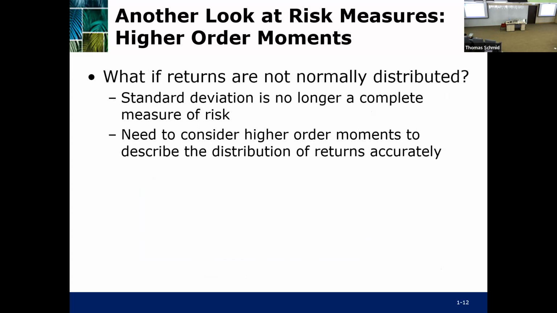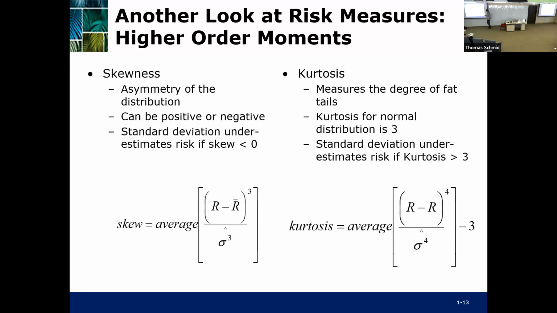So what if returns are not normally distributed? Well, then standard deviation is no longer a complete measure of risk. We would need to consider higher order moments to accurately describe the dispersion of the distribution. So it's a very crucial assumption.